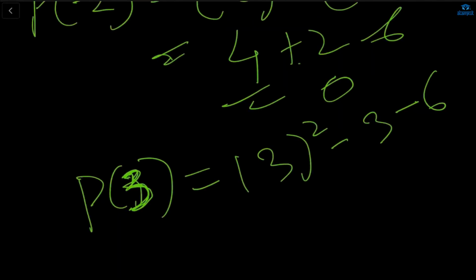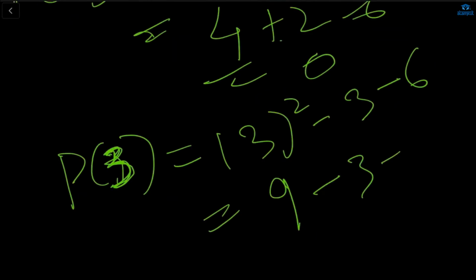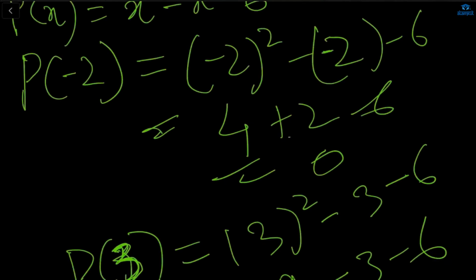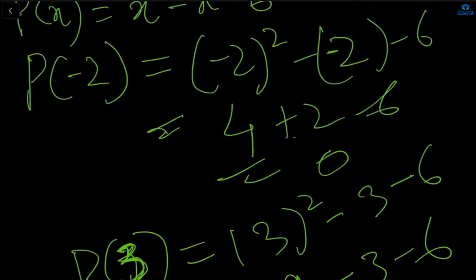So what will it be? 3 square minus 3 minus 6. So will it be 0? Yeah. So is 3 the zero of the polynomial or not? Ma'am, it is, because the complete value of the polynomial became 0. That's why 3 and minus 2 both are the zeros of the polynomial. Our answer is verified. Okay.